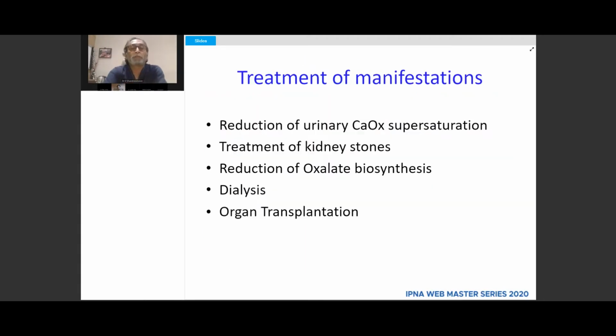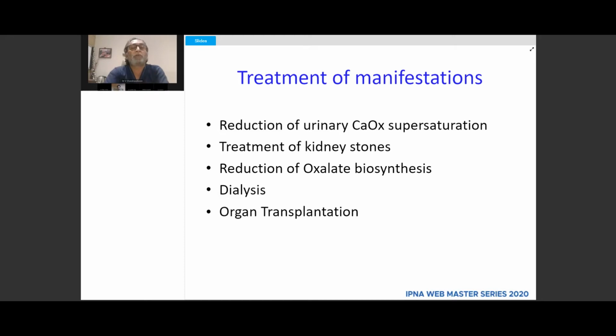So once the diagnosis is established, how do you treat? There are different modalities. One is to reduce the urinary calcium oxalate supersaturation, and if the stone is there, how do you treat the kidney stones? And how do you go ahead with reduction of oxalate biosynthesis? Then once the patient's GFR is around 20, you have to consider dialysis and organ transplantation.